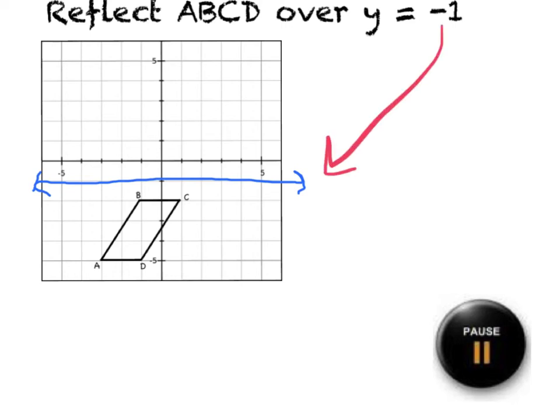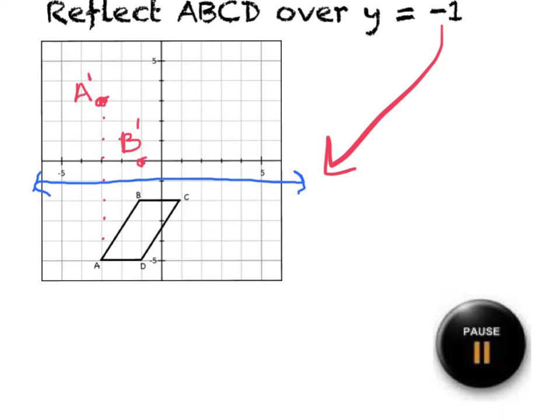Now what I need to do is reflect the parallelogram over that line. So you can see that B is 1 unit below the horizontal line. So B prime needs to be 1 unit above the horizontal line. So that's B prime. Okay, I'll do one more vertex for you. A is 1, 2, 3, 4 units below the horizontal line, so it needs to be 4 units above. 1, 2, 3, 4. This is my new A prime.